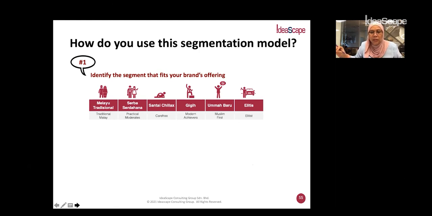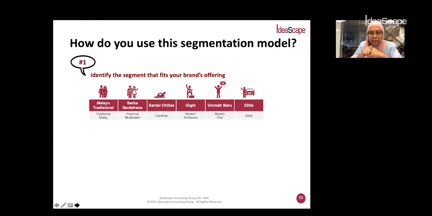So look at the six segments, map it against what your brand is offering. Maybe you would have two, three, or even four segments that could fit into what your brand is offering. Then you assess whether this is the right segment by calculating the attractiveness index. Now write this down: the attractiveness index. It is the segment size times the growth times the ability to address. Segment size, I can give you later. You have to connect with me. Growth, I do not have growth data because it's expensive to measure this over time. But I think we can qualitatively make a judgment call on which segment is growing the most.